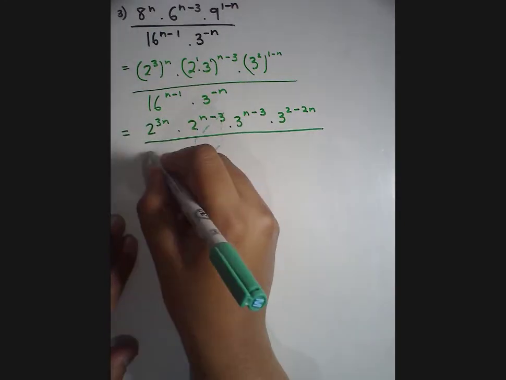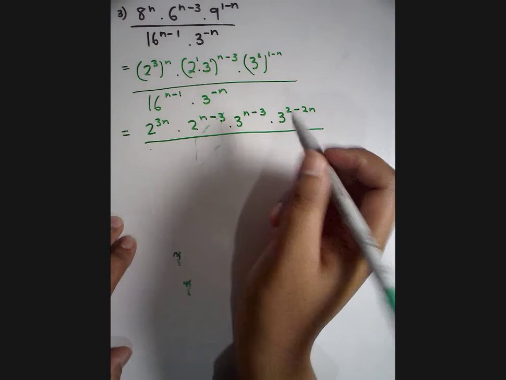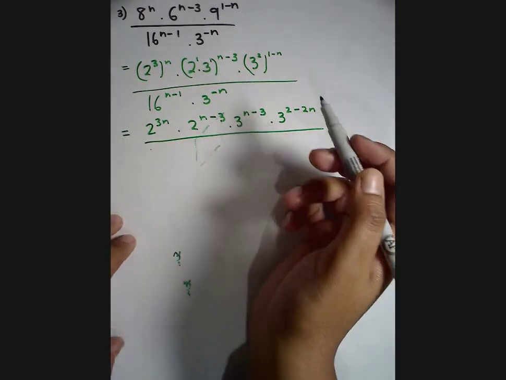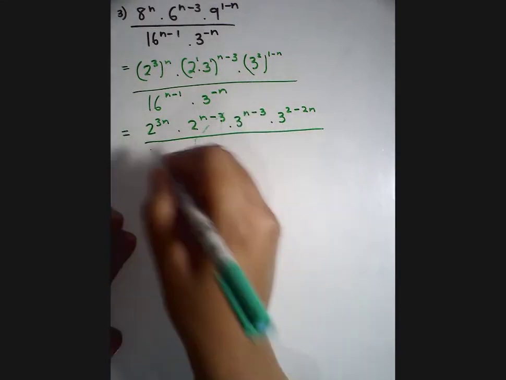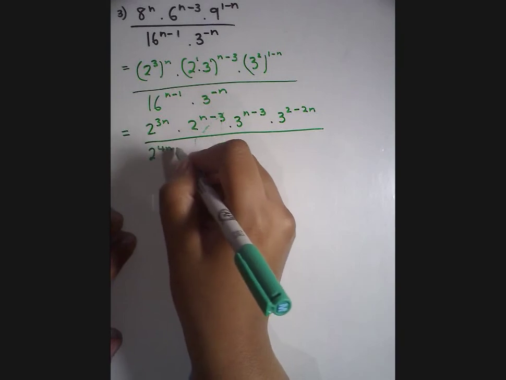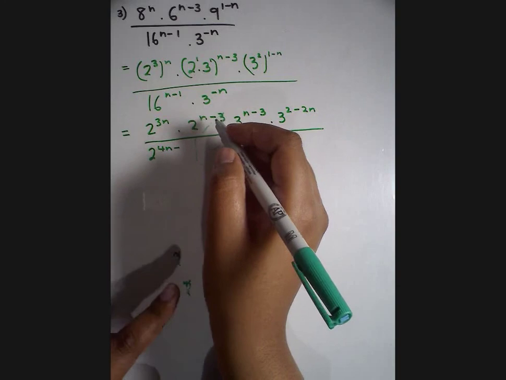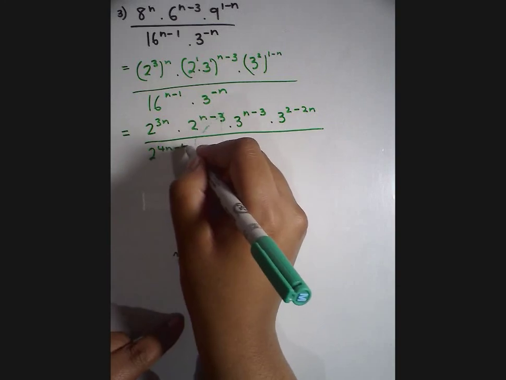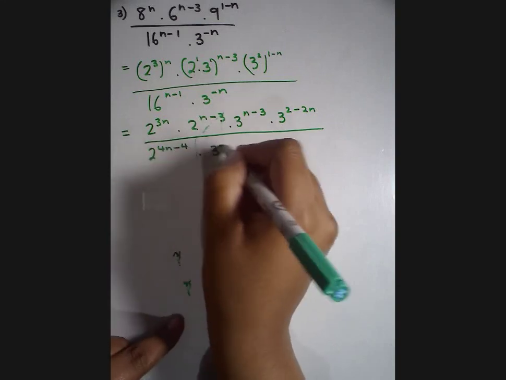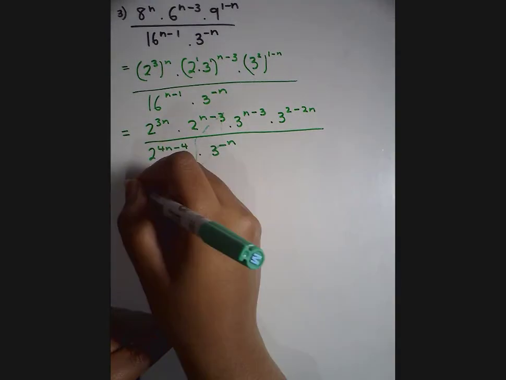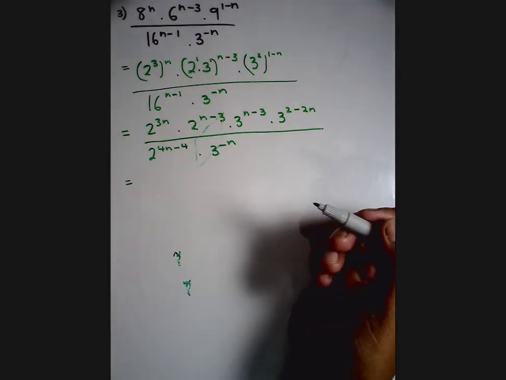Then you got 16 now. Oh, we forgot to prime factorize 16. The prime factors of 16 is 2 to the power of 4. So 2 to the power of 4 and minus, now don't say minus 1. Remember it's 4 times negative 1, which is negative 4, times 3 to the negative n. Right, then now you finish multiplying out.